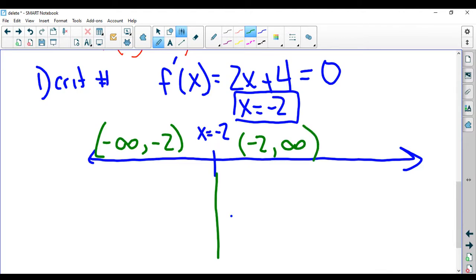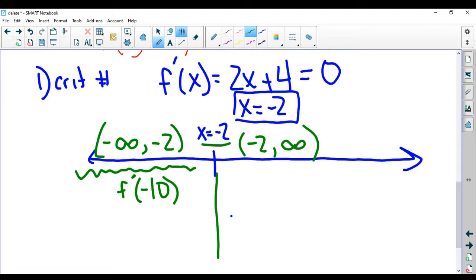So the key here is every derivative in this interval is either going to be positive or negative. It's not going to change signs. It can only change signs at the critical number. So we're going to do a test point. You can pick any number between -infinity and -2. So I'm going to pick, just arbitrarily, say -10. And if you plug -10 into the derivative, that will get you a positive or negative number, which tells you if it's increasing or decreasing.